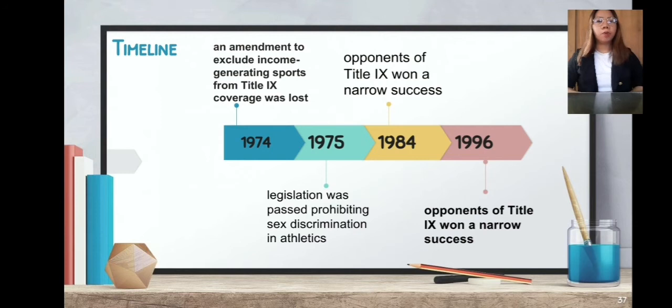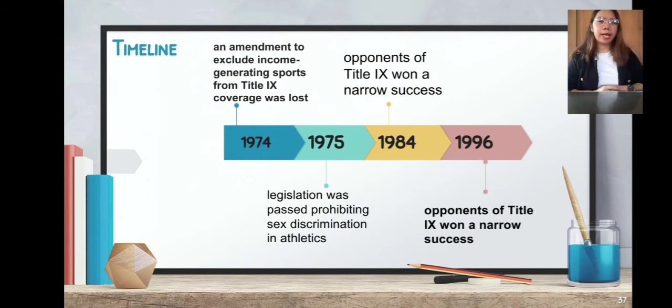Although Title IX applies to a wide range of activities, it is most recognized for its impact on athletics, particularly at the college level. In 1974, an amendment to exclude income-generating sports from Title IX coverage was lost, and similar amendments in 1975 and 1977 were also defeated. In 1975, legislation was passed prohibiting sex discrimination in athletics and giving educational institutions 3 years to comply with Title IX requirements. In the 1984 case Grove City versus Bell, opponents of Title IX won a narrow success when the court determined that Title IX only applied to programs that received direct federal funding, reducing the clause's significance to athletics programs.